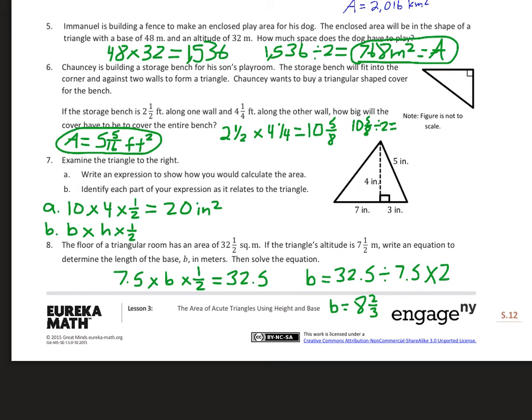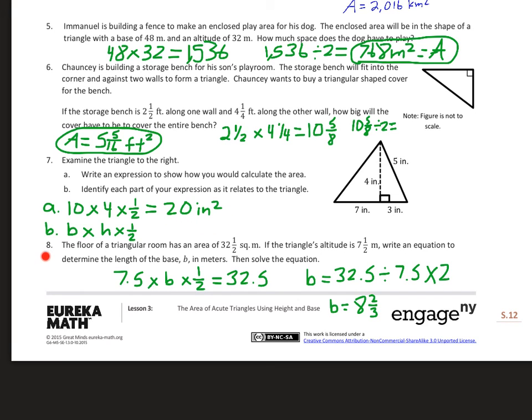So on 5, you're just doing the base times the height, and then you're dividing it by 2, and you'll get 768 meters squared. Same thing with number 6. Again, you read this, you tried it out, so you're just doing base times height, then you're dividing by 2, and you're going to get 5 and 5/16 feet squared. On number 7, they're just wanting you to break that process down. So I did 10 the base times 4, the height, and then times 1/2, which is divided by 2, and you get 20 inches squared.